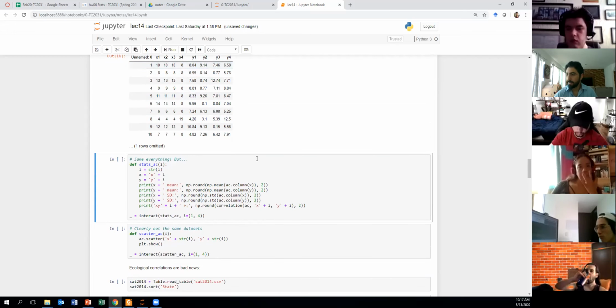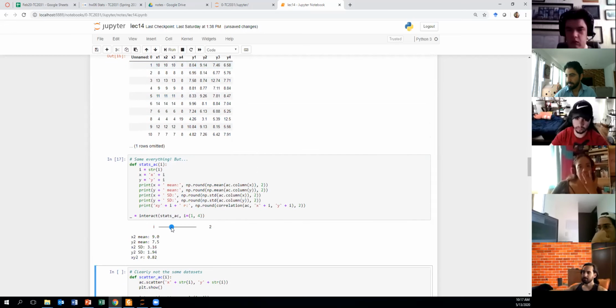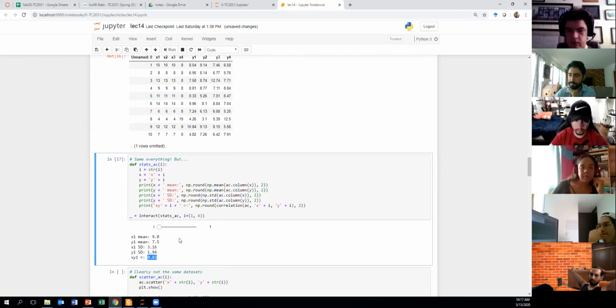So I run these functions, it doesn't matter really, it's just to print some numbers and to compare these values together. So for x1, y1, you can see the mean is 9, for y1 the mean is this, the standard deviations are this, and the R value is this, right?